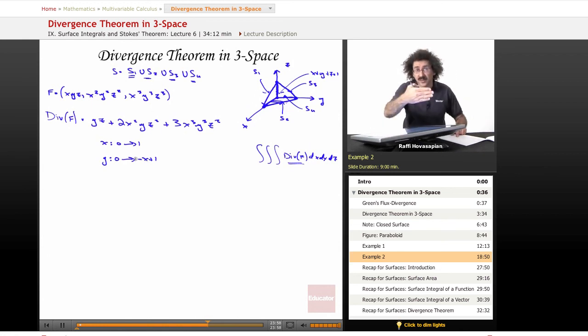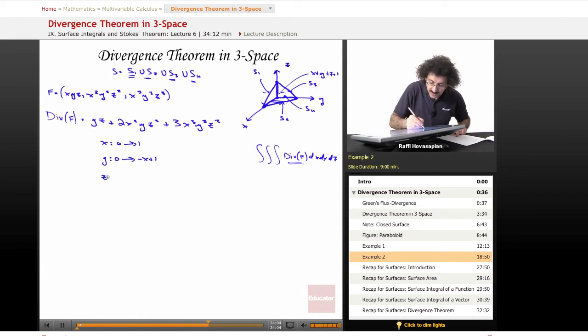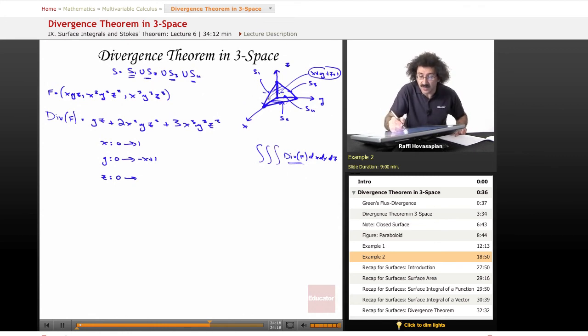So I've integrated in the x direction, I've integrated in the y direction, now I'm going to integrate in the z direction. Well, this one is easy. Z goes from 0 all the way to, well, here's the relationship. Just solve this for z. Right? It's going to go from 0, which is its base, all the way up to the plane here, this surface. Minus x minus y plus 1.